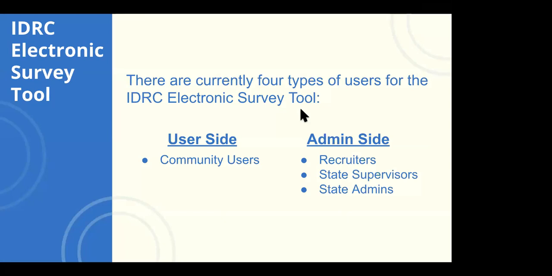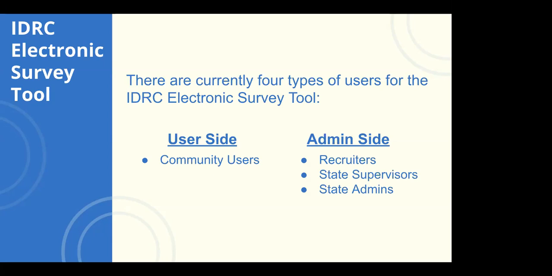So now let's talk a little bit more about the different types of users that are going to be interacting with the IDRC electronic survey tool. To begin with, you have the user side, which we just looked at, which allows you to fill out a referral and complete a referral. On the user side you're going to have our community partners, the community users, anyone that we share the IDRC electronic survey tool platform with. They are the ones that are going to be interacting with the user side.